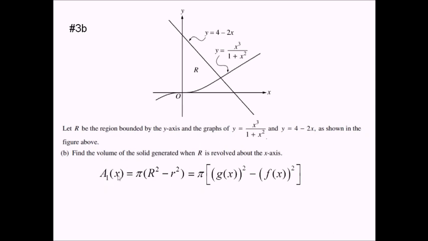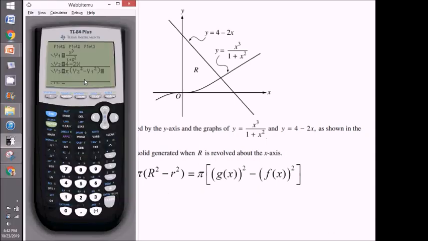All right, I'm actually going to enter this in my y equals on the calculator now. So I'm going to put this in y3. I've got pi times, and then I did y2 squared, that's g of x squared, minus y1 squared, that's going to be f of x squared.